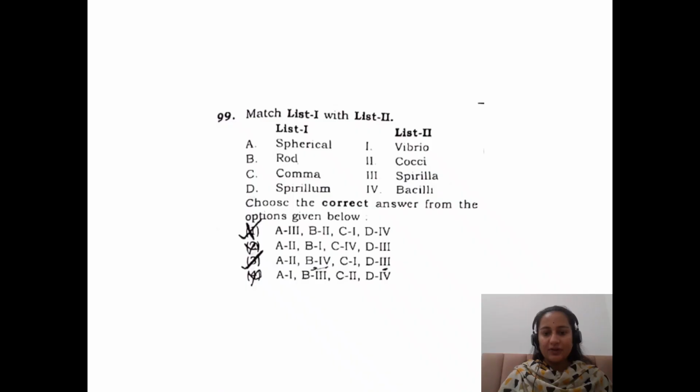This question is from the cell chapter. So we have majorly the 4 different shapes of bacteria. The spherical is called as cocci. Rod-shaped is bacilli. Comma-shaped is vibrio. And the spiral-shaped is spirillum. So the answer will be 3.